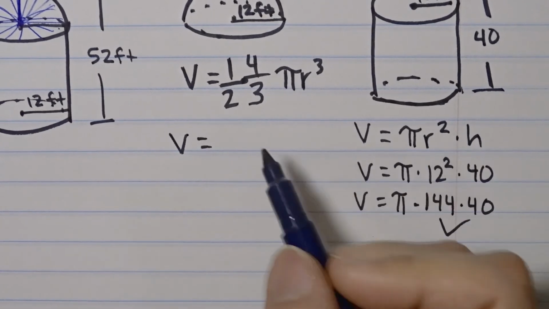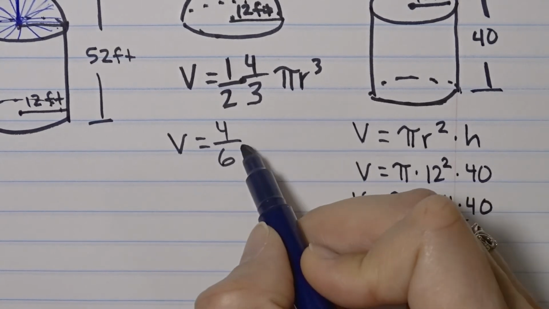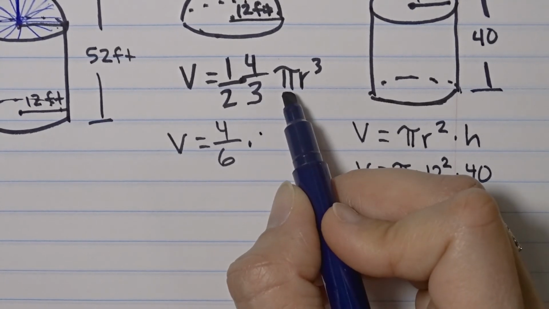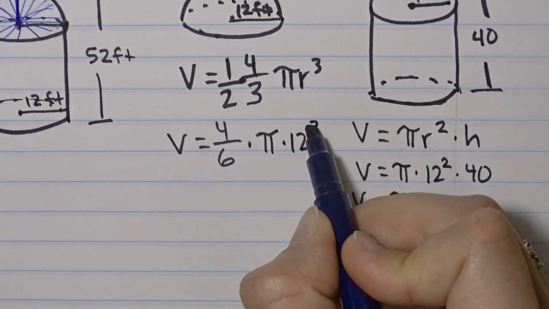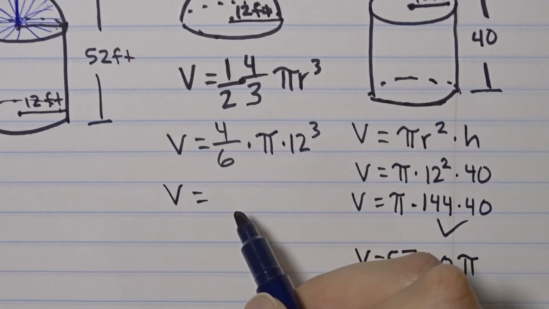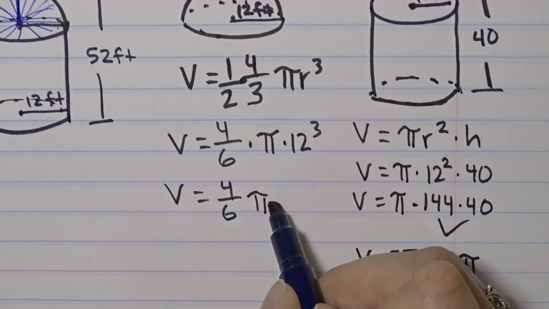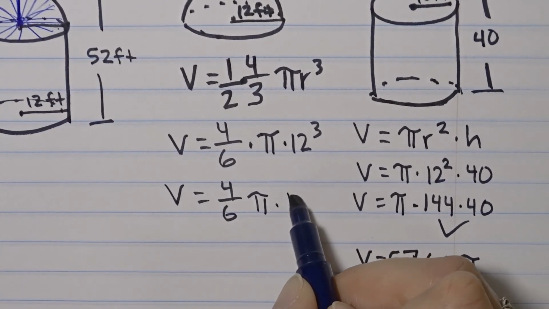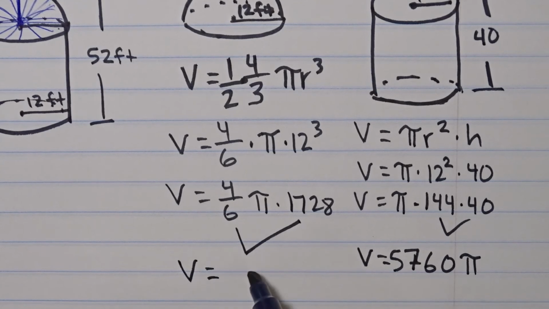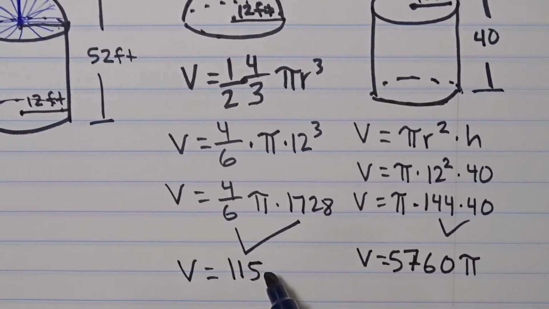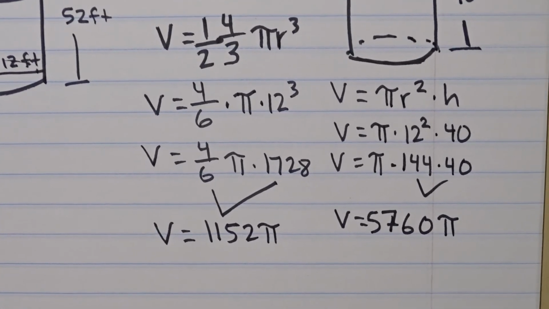And it's out of order, but over here we would have had 4 over 6 times pi times r cubed. So volume equals 4 over 6 pi times, 12 to the third power is 1728. And multiplying these gives us 1152 pi. I like to just leave pi as a symbol, because it's a decimal and I can just substitute it with the symbol.